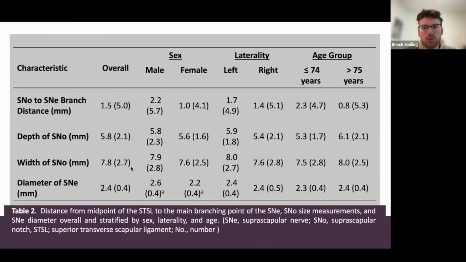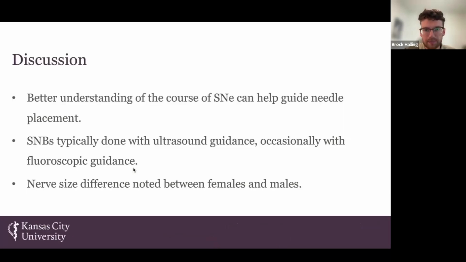Just one more table here. The suprascapular nerve branched a mean of 1.5 millimeters from the notch. The mean depth and width of the notch was 5.8 and 7.8 millimeters respectively. And then the mean diameter of the suprascapular nerve was statistically different in males than females, with males having 2.6 millimeters and females having 2.2 millimeters. So that was an interesting aspect that we found there.